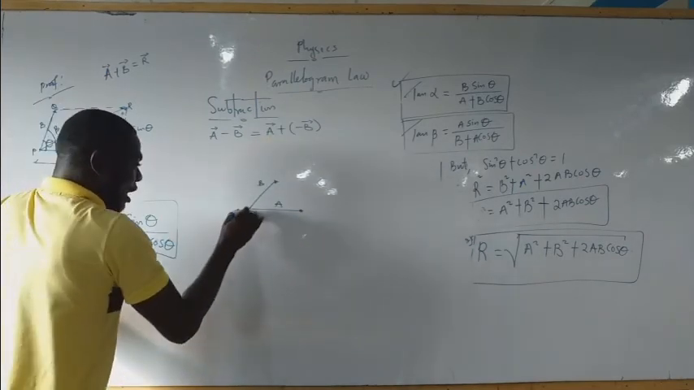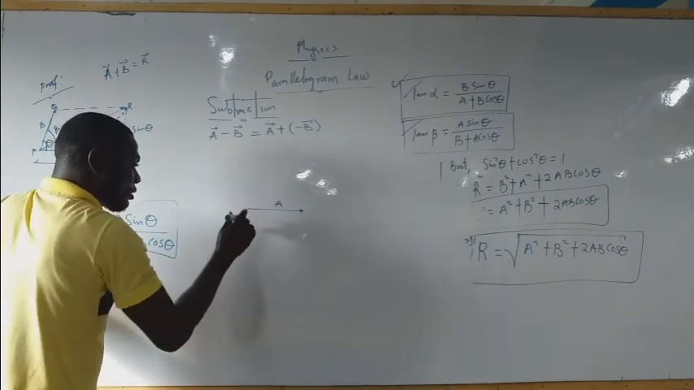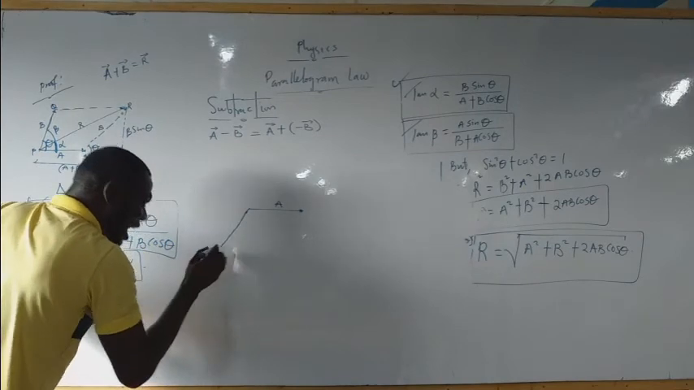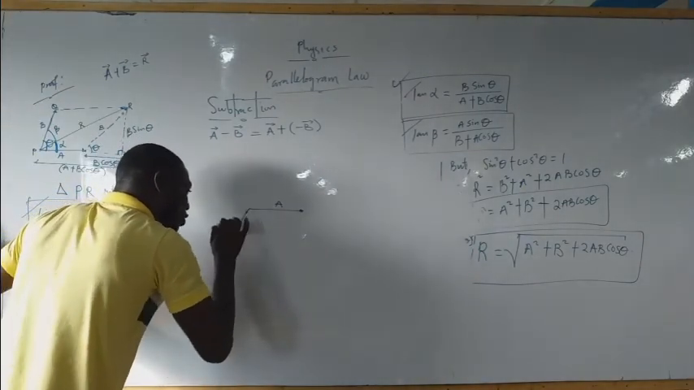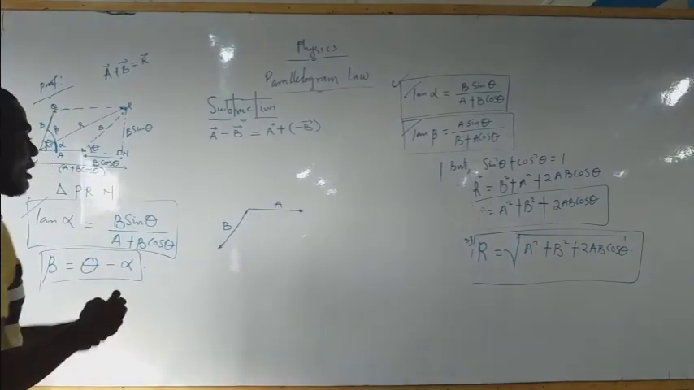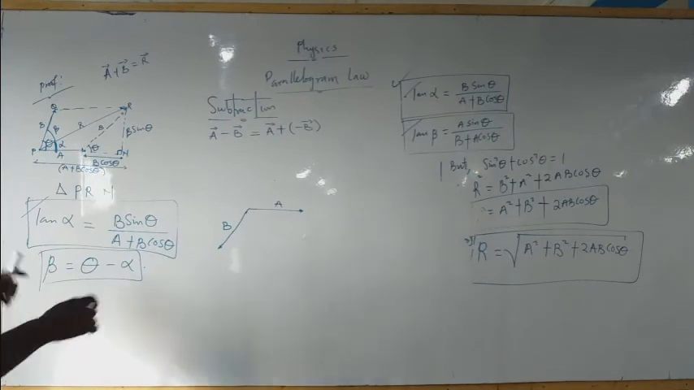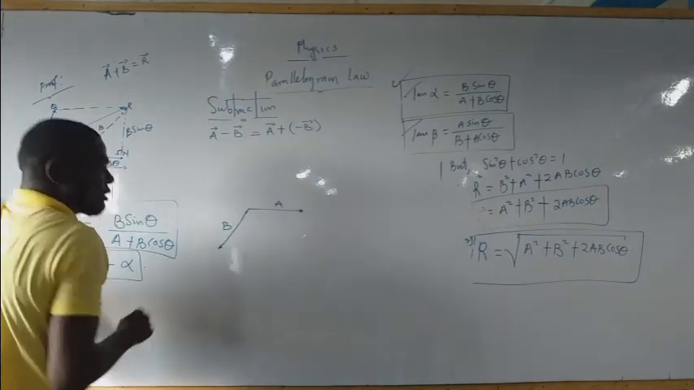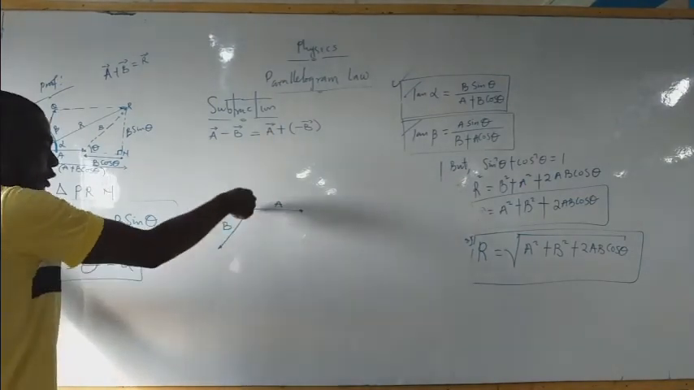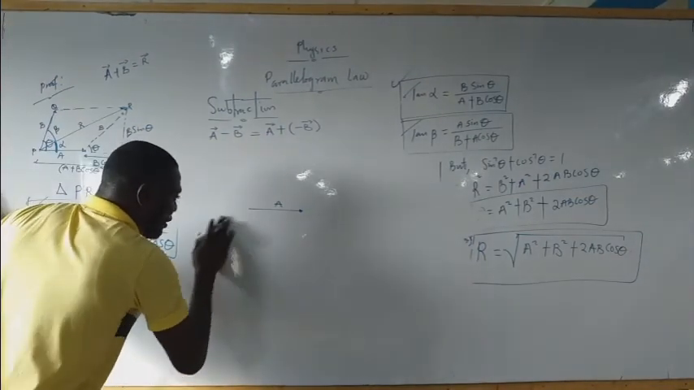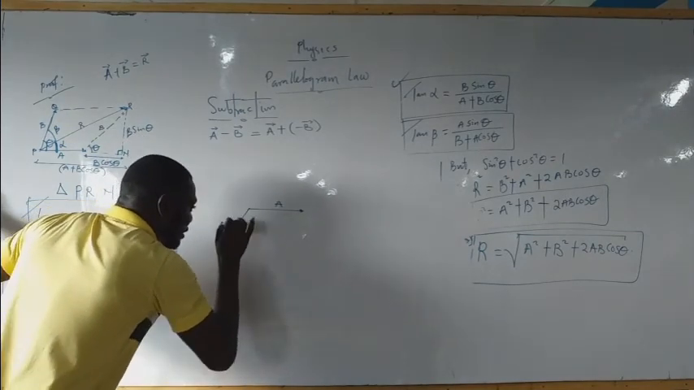But negative, then we have it what? Downward. Can you see? Downward. This will be vector B. Please take note. That's for minus B. It's not plus, so the arrow is facing down. Take note, please. This is minus B.